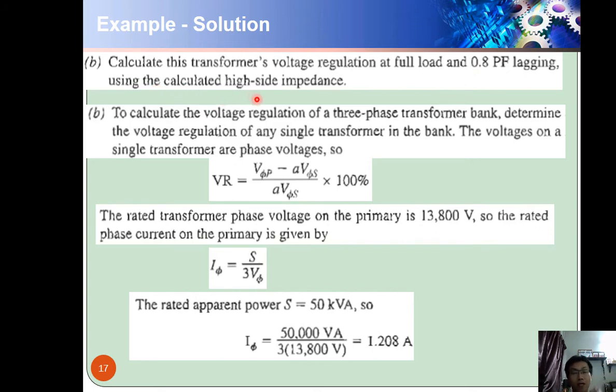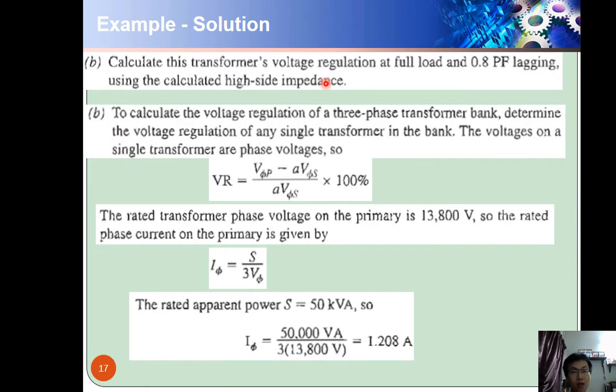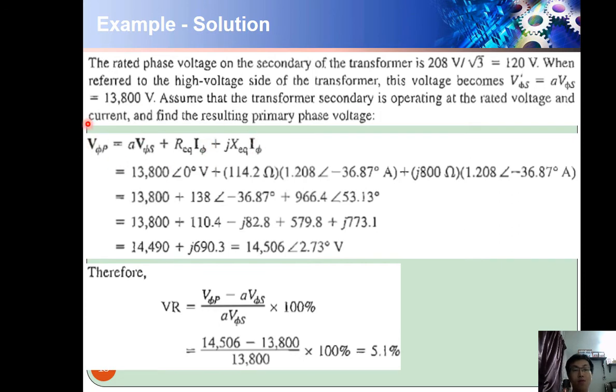So calculate the transformer voltage regulation at full load and a 0.8 power factor lagging using the calculated high side impedance. When we want to talk about voltage regulation, first of all, we need to have an equivalent circuit. Okay? But here, I think they did not mention the equivalent circuit, if not mistaken. Yes, it's here. So we will use no load minus full load divided by full load times 100%. How to get this one? We need to find this using the phasor diagram.